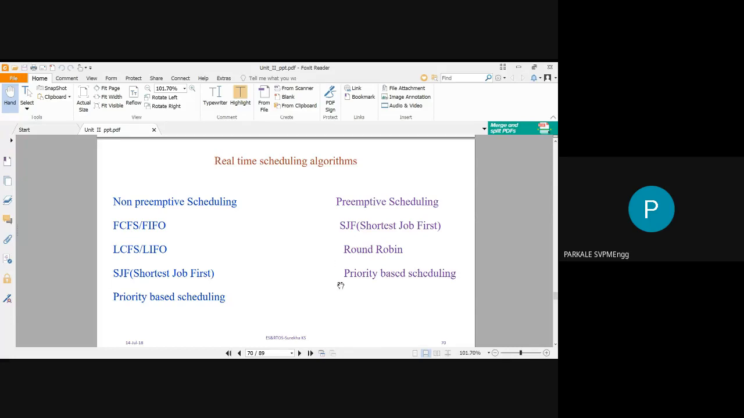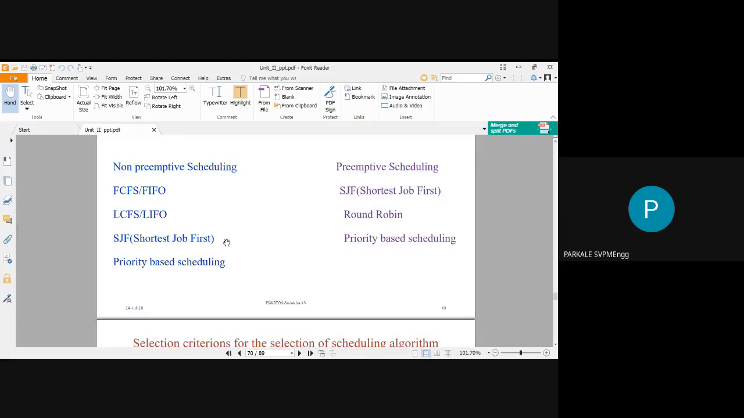Okay. Now before we start, again I will ask whether it is visible. Is it visible? Kakade? Deshmukh, is it visible? All?